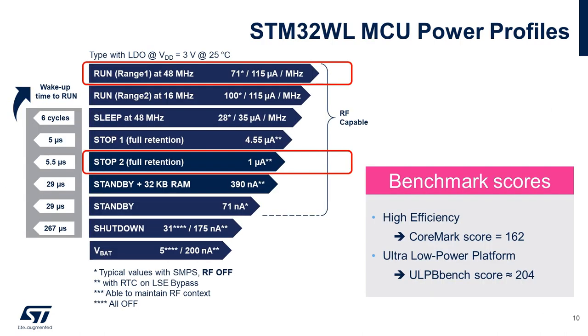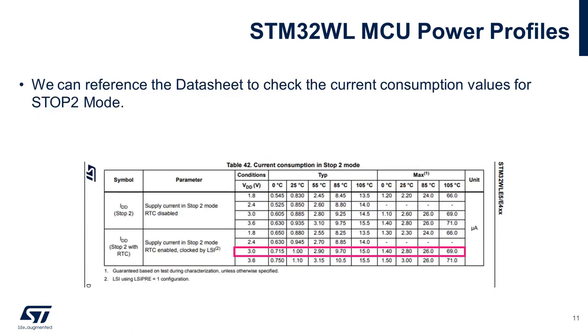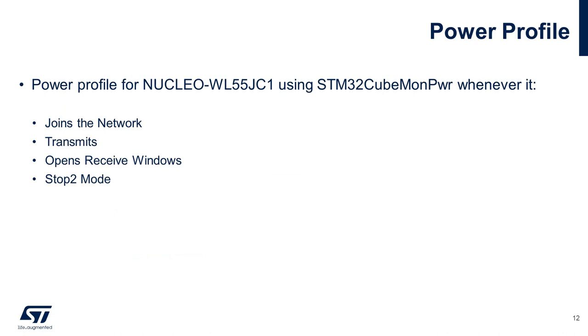In this video, we will be recording measurements for run mode and Stop 2 mode using STM32CubeMonPwr and compare them with ideal power profiles from our datasheets. We will be monitoring the power profiles for the STM32WL Nucleo board using STM32CubeMonPwr whenever it joins the network, transmits, opens a receive window, and when it's in Stop 2 mode.